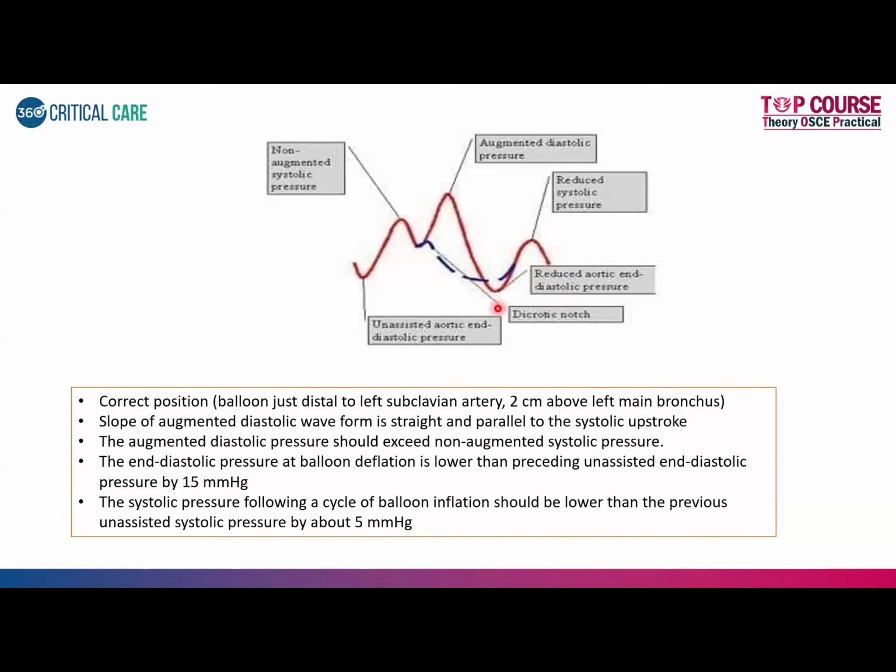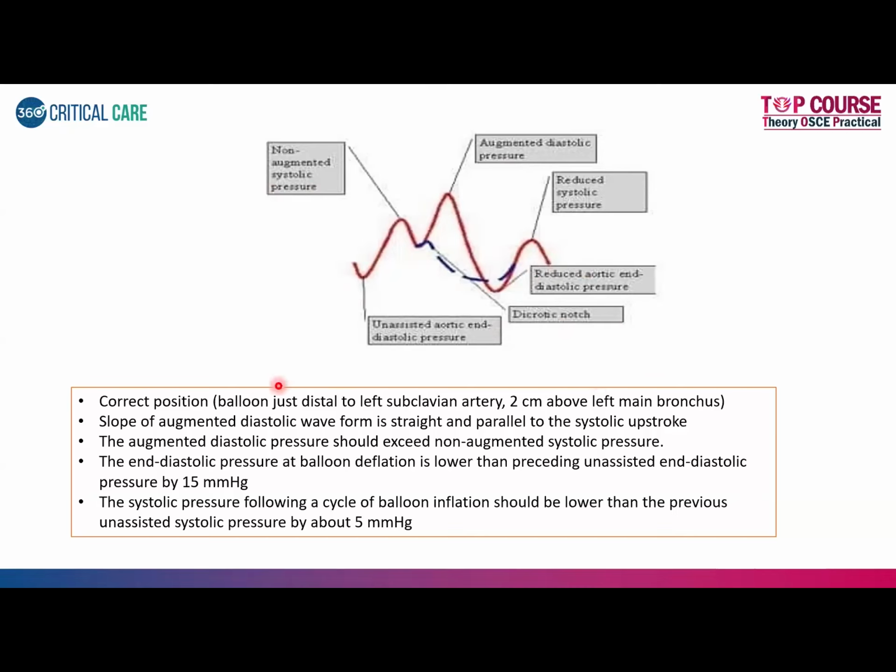So the aortic end diastolic pressure is lower than that of the unassisted aortic end diastolic pressure. Okay, the augmented diastolic pressure is always the peak, and it is higher than the non-augmented systolic pressure, and the reduced systolic pressure will always be lower than the non-augmented systolic pressure. So these are the features of the IABP waveform that one has to remember.